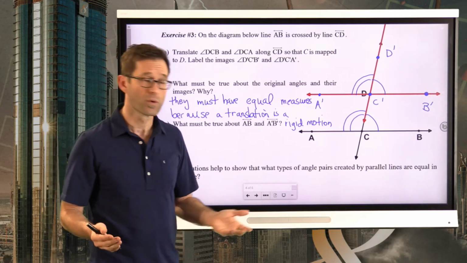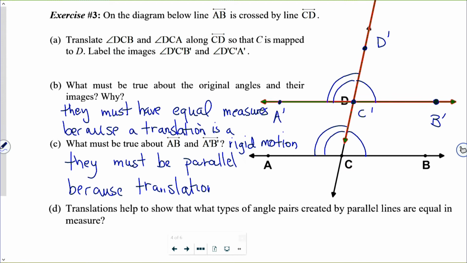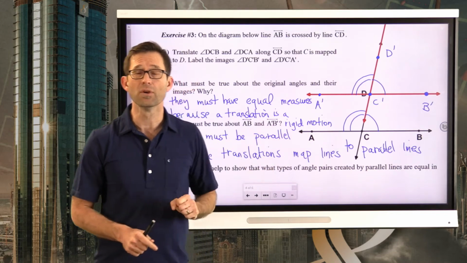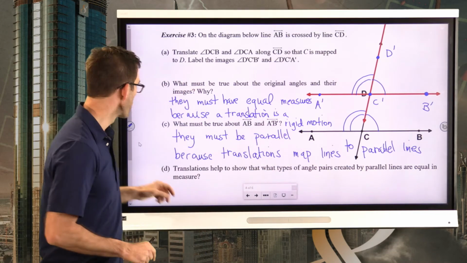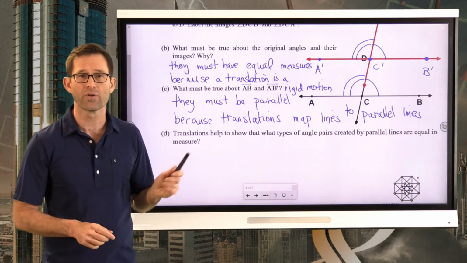All right, well, they must be parallel because translations map lines to parallel lines. They've got to be parallel. We just looked at that in the last exercise. Whenever we translate a line, it produces an image that is parallel to the original. But this is really cool, because this proves, or at least explains, one of the fundamental properties of parallel lines, letter D.